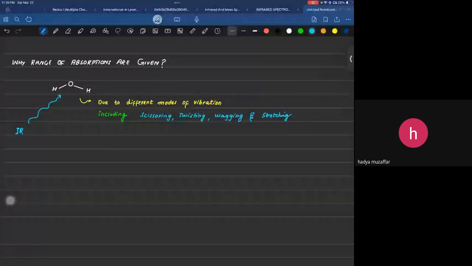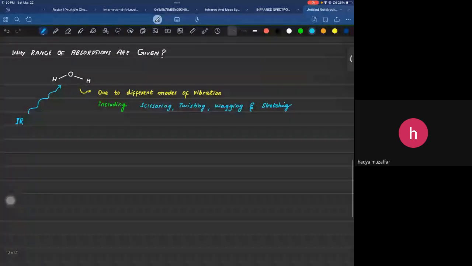Including scissoring, twisting, wagging, and stretching. Stretching may be symmetric or asymmetric, but I'm going to give you a concept of why they show a range of absorption.